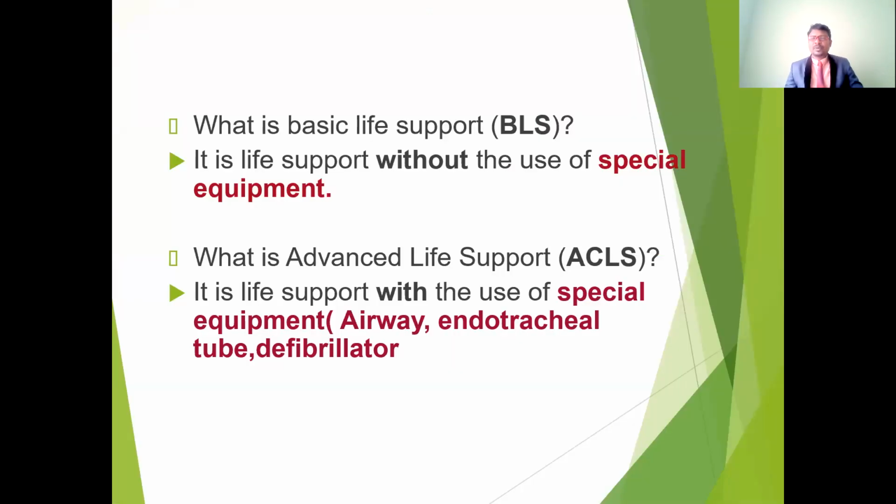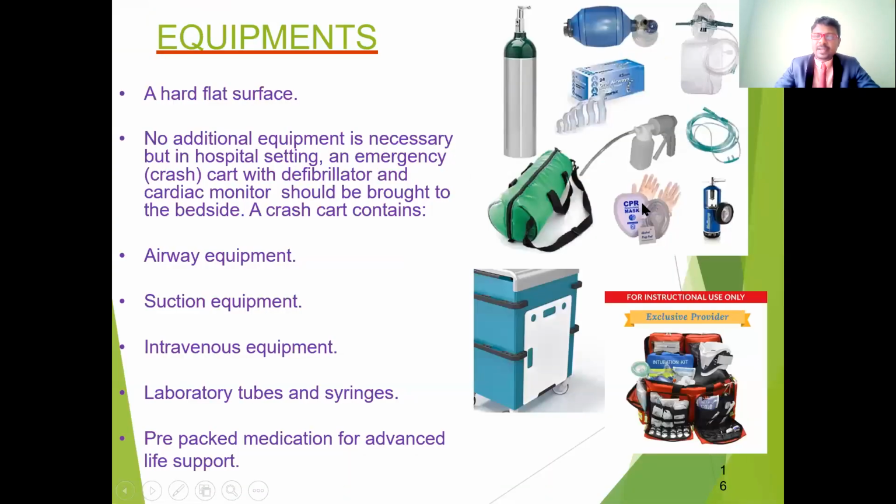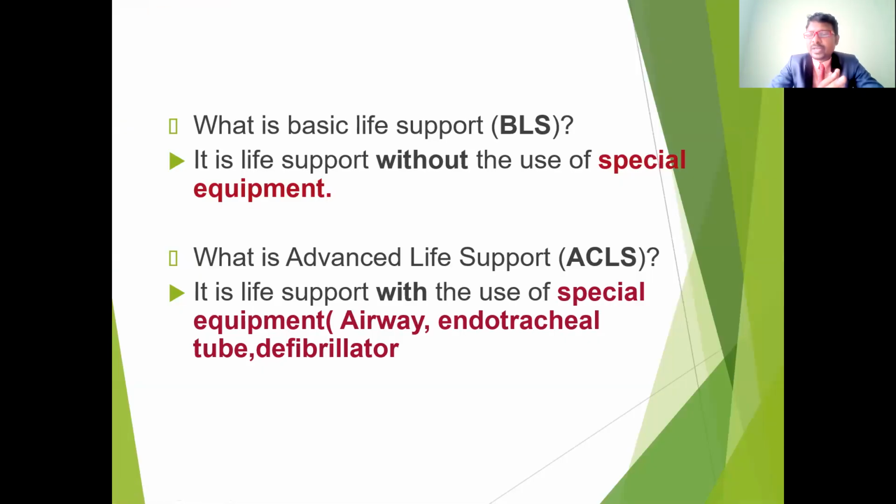If you see this life support, just now we discussed that life support is of 2 types: the first is basic life support and the other is advanced life support. Basic life support is done without using any special equipment. We are not going to use any equipment, only the basic steps. We give chest compressions and artificial respirations, mouth to mouth and mouth to nose. 2 breaths and 30 compressions we have to give. That is only the basic life support.